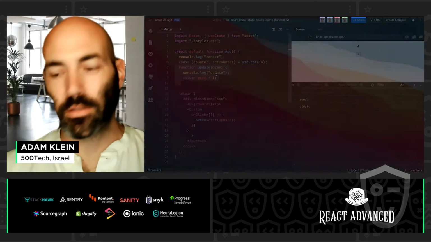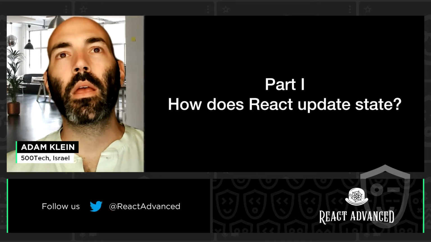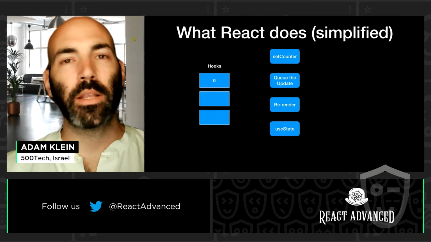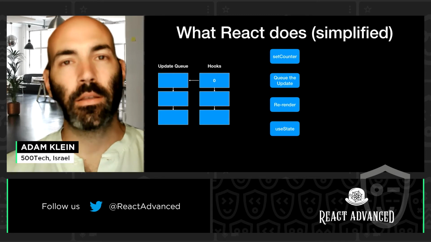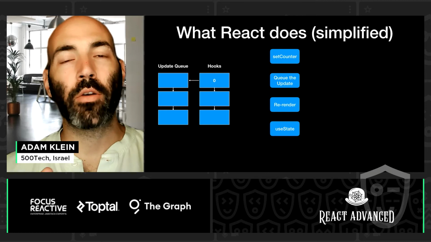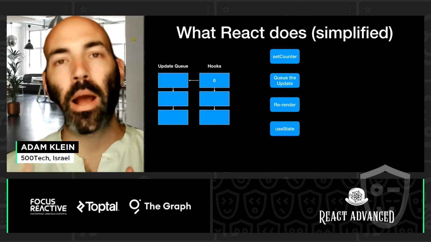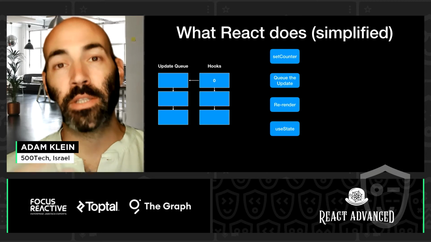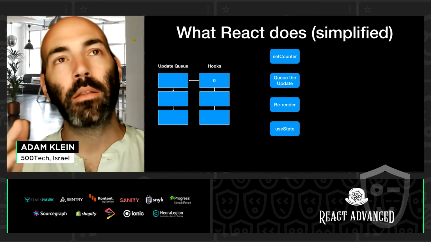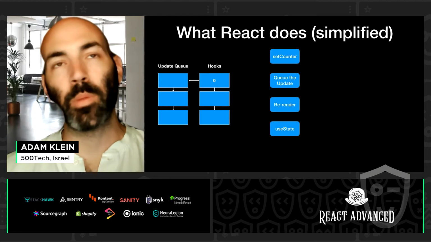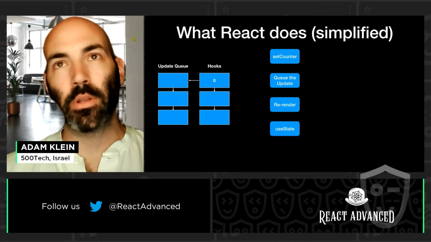So let's see how this happens. When we call setCounter, there's actually another linked list attached to each of our hooks. And this is the update queue. So every update that we perform on our state is not performed immediately. It's added to the queue, and it will be processed during render. Let's see how this works.